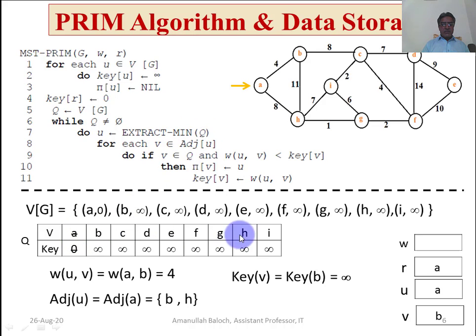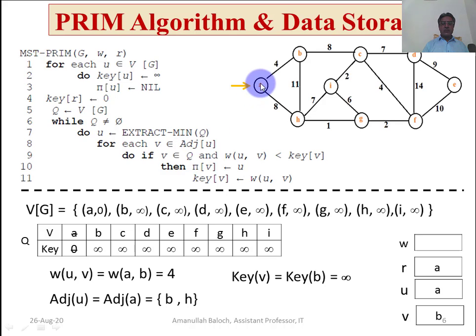These are the vertices in the list of Q, and these are their key values. All the nodes have the largest key value, that is infinity, except A. A has the smaller key value, that is 0. So extract the node which has the minimum key value in Q. So A has the minimum key value. This value is assigned to U. U contains the value A.